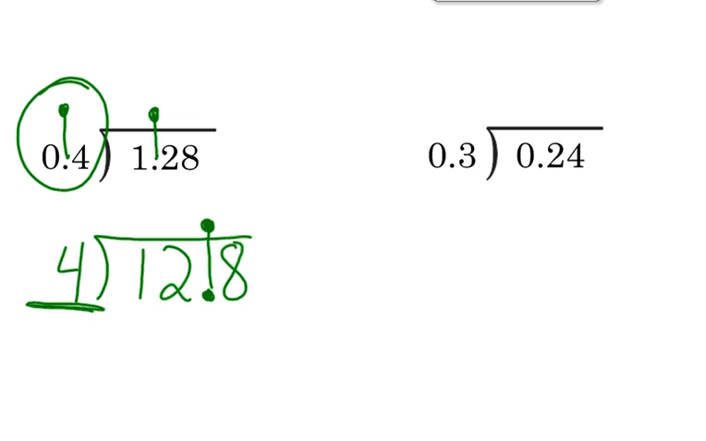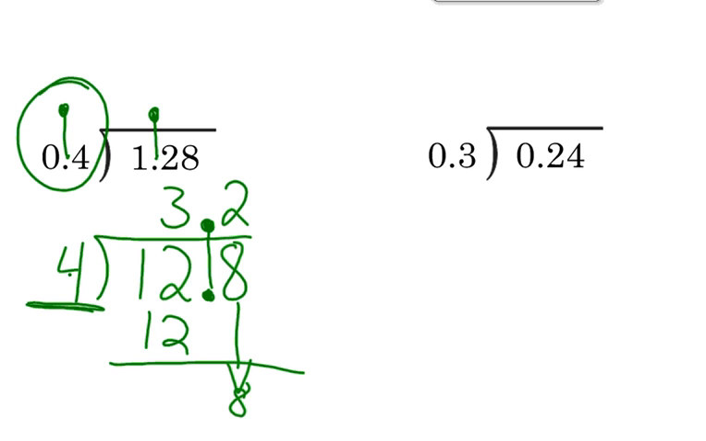And that's what we did here. We got the 4. Now if we divide, 4 goes into 1, 0 times. 4 goes into 12, 3 times. 4 times 3 is 12. Subtract. Okay, bring down the 8. There's the 8, 4 goes into 8.